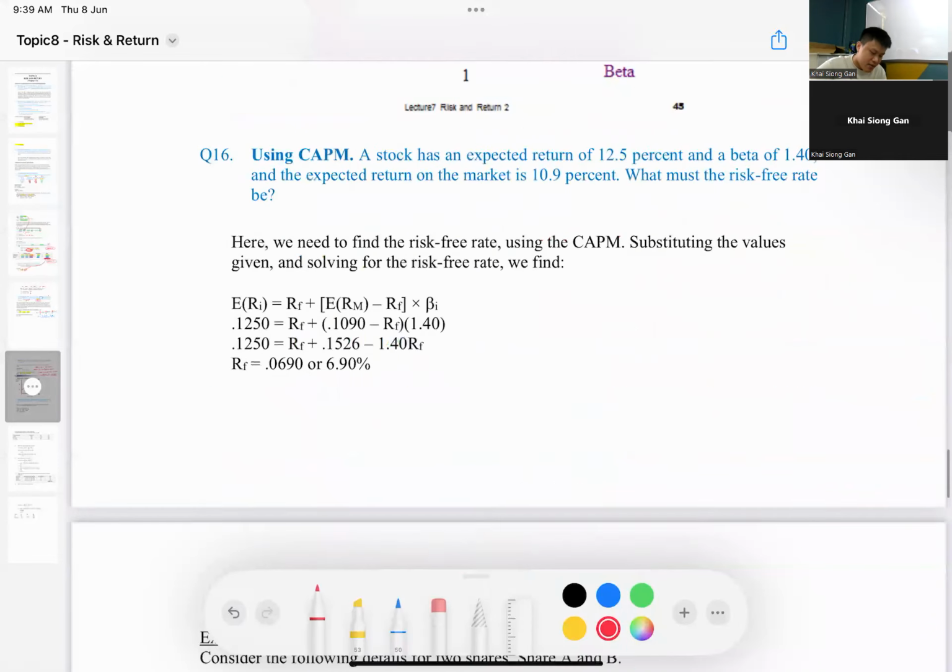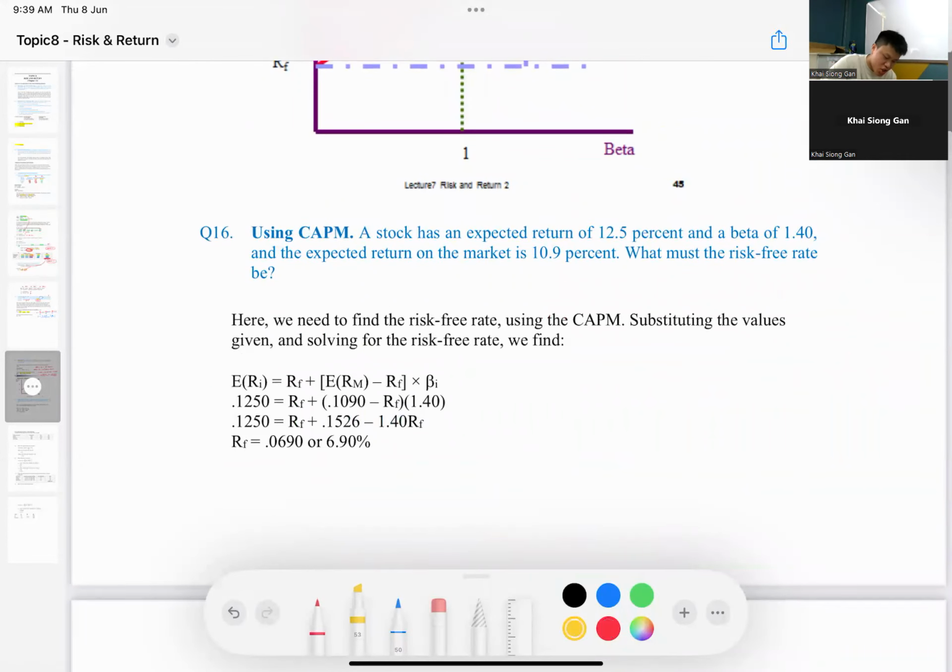Okay, next. Another one, CAPM as well. A stock has an expected return of 12.5%, a beta of 1.4, and expected return on the market is 10.9%. What must be the risk-free rate? So this one, you just substitute everything in. Use back the same formula. You have the expected return, you do not have the risk-free rate, but you have beta. So move things around to calculate this risk-free rate. So at the end, you get these figures. Okay, so follow the method and do this.